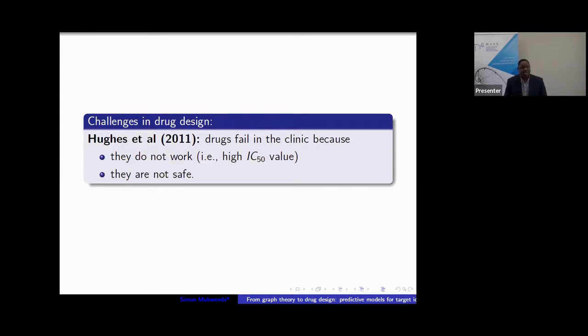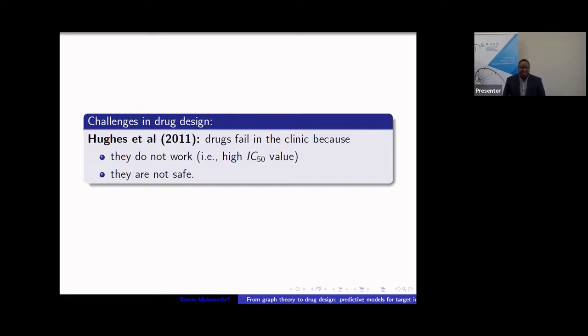Of course, one would say we would desire to have drugs that can be used to cure or treat skin cancer. But already we have challenges in drug design. As Hughes and his colleagues put it, generally drugs fail in the clinic for two reasons. First, do they work? That's one major concern. The second is, even if they work, are they safe? So drugs generally fail if they do not work or if they are not safe.